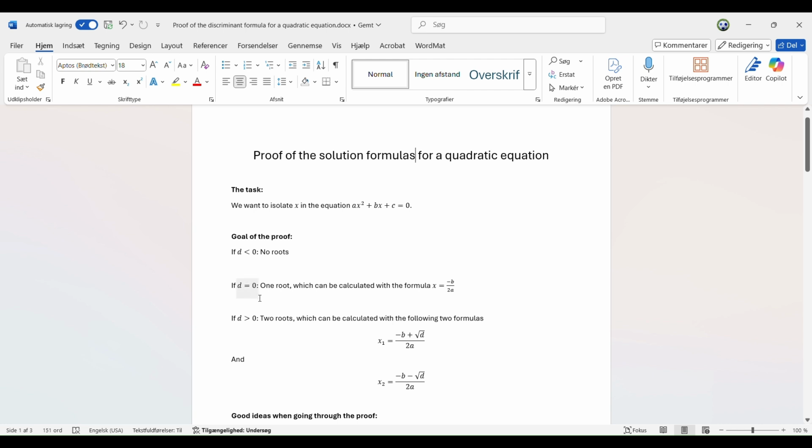If d is equal to 0, we have got one root, which can be calculated with this formula, x equal to minus b over 2 times a, where a, b, and c can be looked up in this equation here. And if d is greater than 0, we've got two roots which can be calculated with the following two formulas. The one root can be calculated by minus b plus the square root of d over 2 times a, and the second root by minus b minus the square root of d over 2 times a.